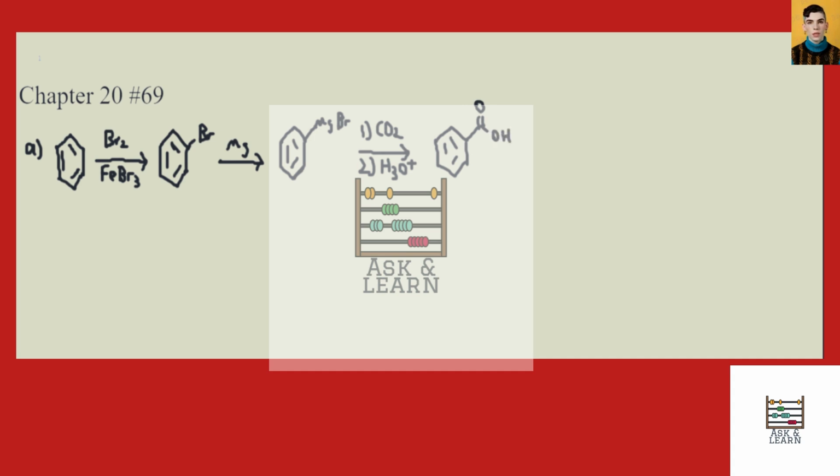Okay, so that's A. B is a little bit more complicated. So for B, I'm actually going to start from the Grignard that we made in A. So I'm not going to show how to make that all over again. We'd make it exactly the same way as we made it above. So we have our Grignard here.